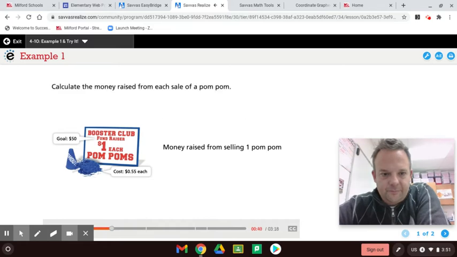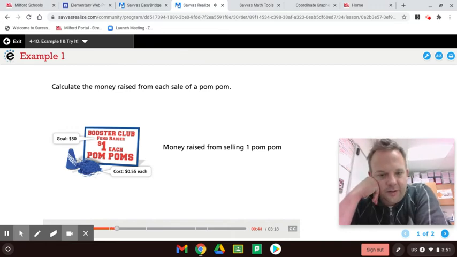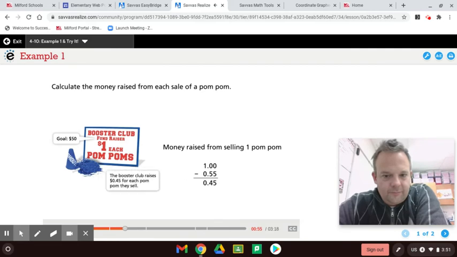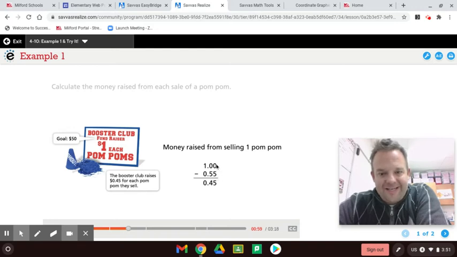Begin by calculating the money raised from each sale of a pom-pom. The sale price of a pom-pom is $1, and the cost of a pom-pom is 55 cents. The difference is 45 cents. So, the Booster Club raises 45 cents for each pom-pom that they sell. So if you're going into business one day, look, they're buying them for 55 cents each. They're selling them for $1. That means they're going to make 45 cents per pom-pom that they sell.